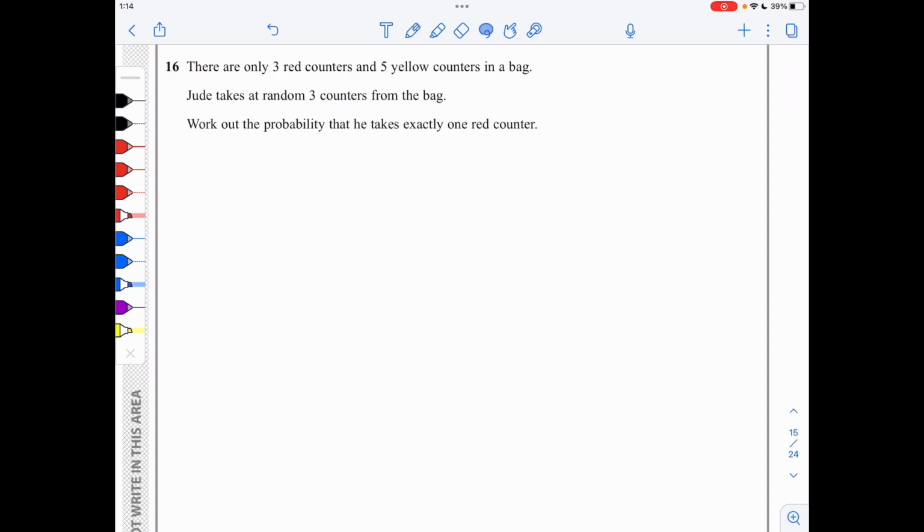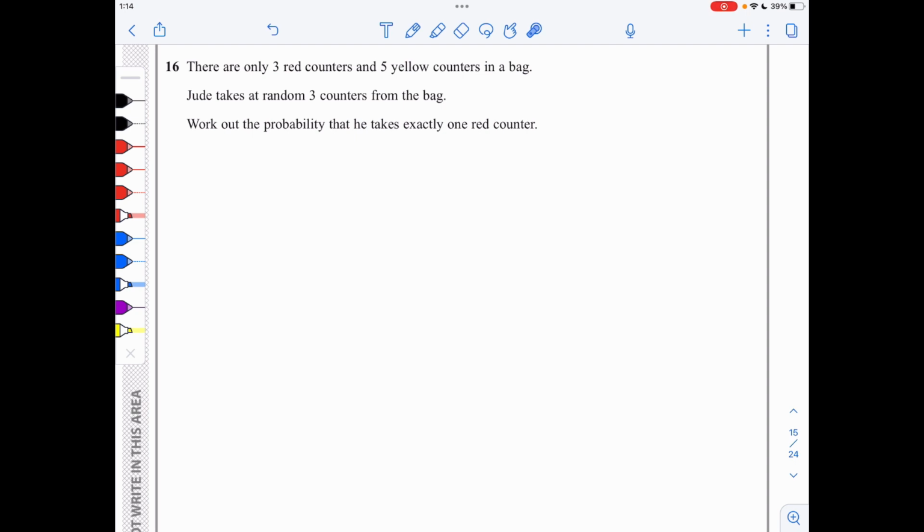In question 16, we've got a bag which contains 3 red counters and 5 yellow counters, and Jude takes at random 3 counters from the bag. We need to work out the probability that they take exactly 1 red counter. One way of approaching this is through a tree diagram.